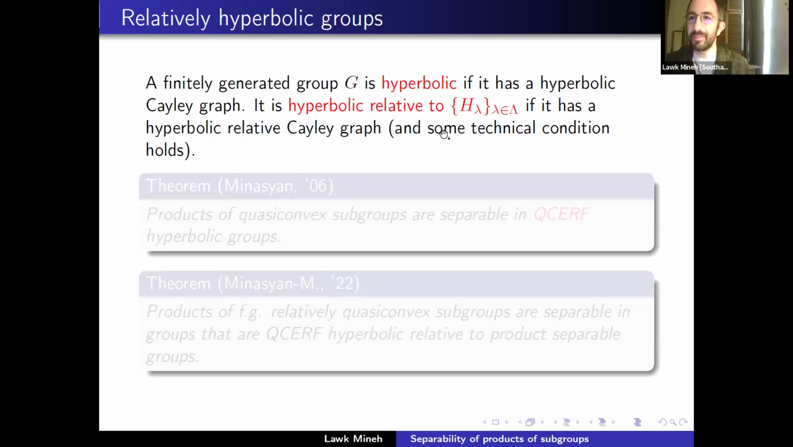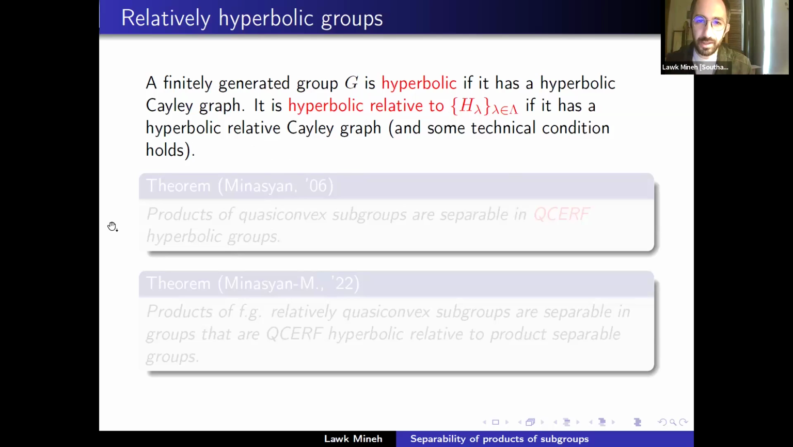if maybe the whole group isn't hyperbolic on the nose, you've got these bad subgroups H lambda, which can cause you trouble. But if you forget about what's happening in those and look at the relative Cayley graph, whatever that is, instead of the actual normal Cayley graph, then this is hyperbolic. And also some technical condition is satisfied, which I'm not going to talk about, but I don't want to lie to you, so I've written that in as well.